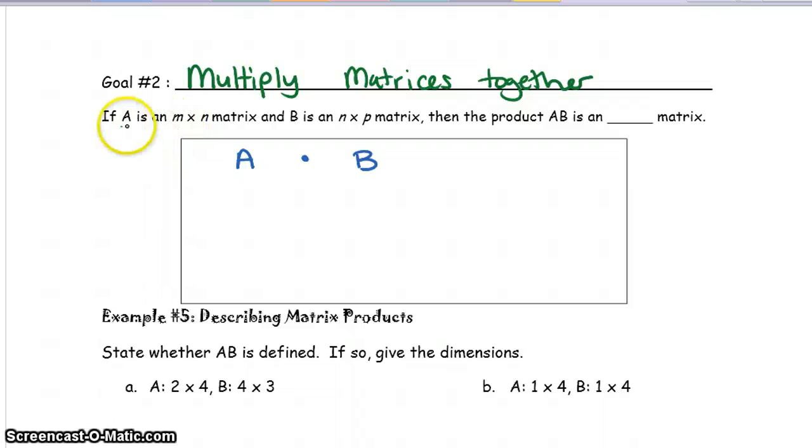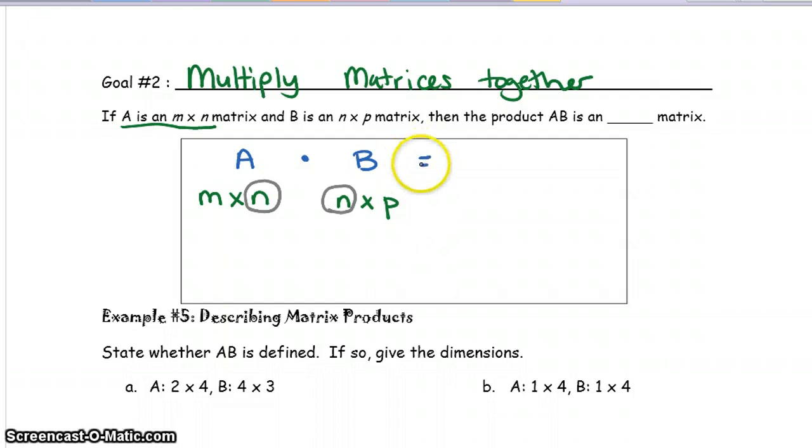So let's say that A is m by n. So those are the dimensions of matrix A. And let's say matrix B is n by p. These two matrices can be multiplied because the column of the first matrix and the row of the second matrix are equal in value. So therefore we can multiply them. And when we do, the dimensions we're going to get are going to be what I didn't circle. So AB is going to be our product, and we are going to get dimensions of m by p.